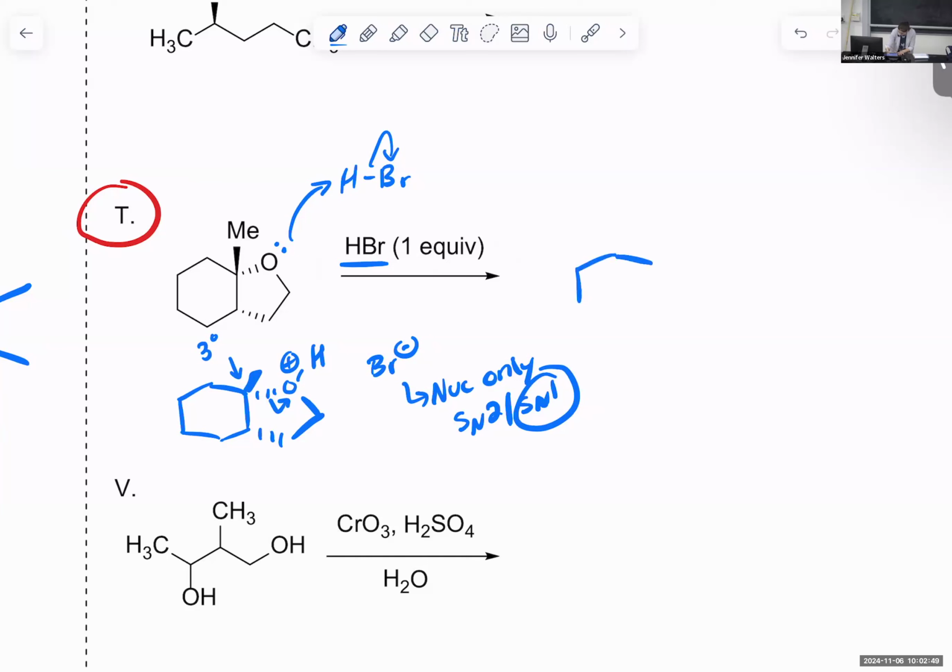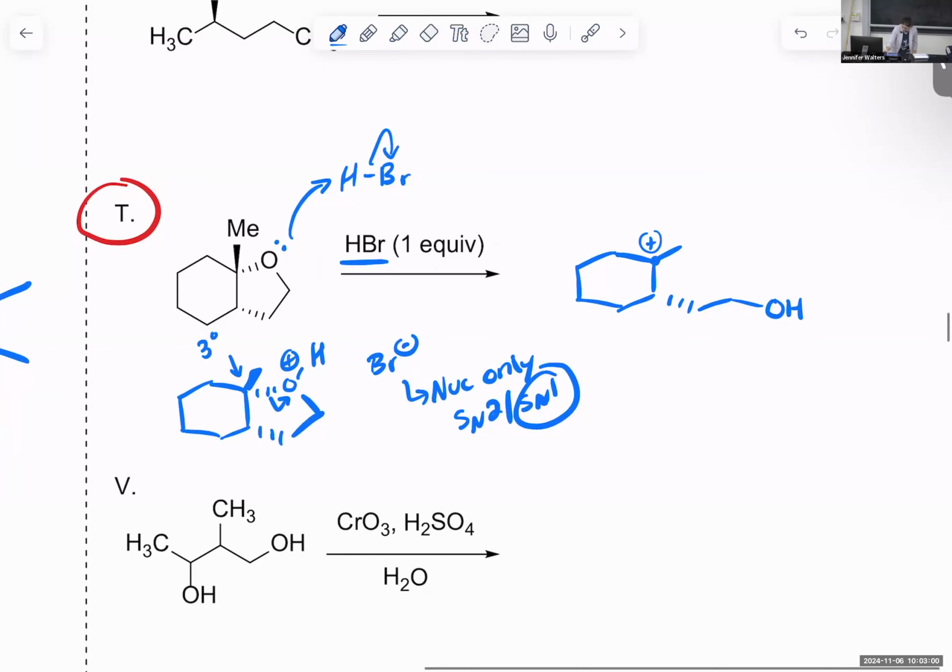Once you make the tertiary carbocation, you lose stereochemistry. And once you lose that stereochemistry, you lose the wedges and dashes. And now the bromide can attack. Any questions about that? Okay.